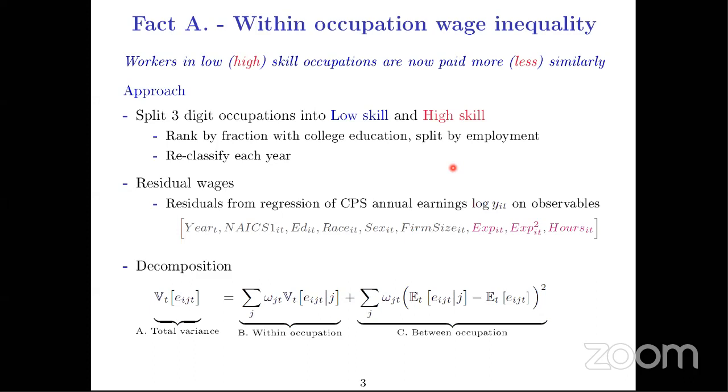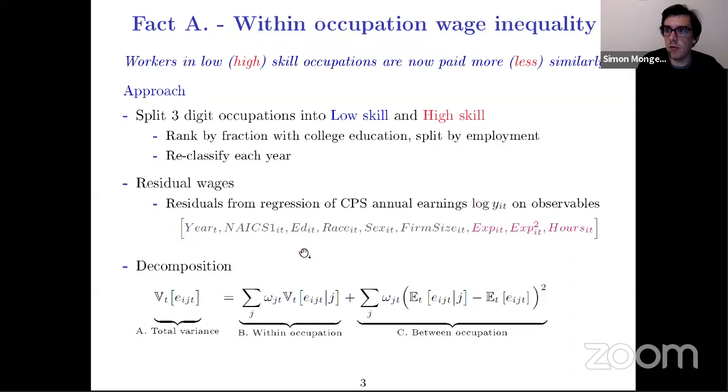Right. Okay. Yeah, that's a good question. That's certainly something we can do. I'm controlling for education here, so I'm pulling out the time varying college premium in both the set of low skill occupations and the set of high skill occupations. So that maybe gets added a bit.